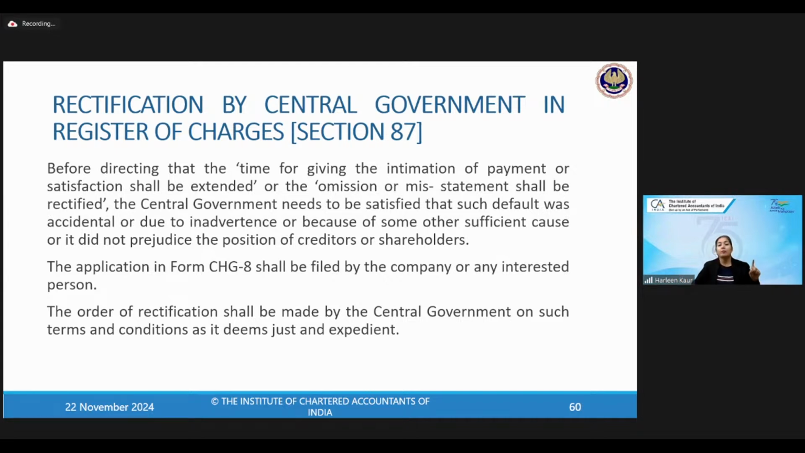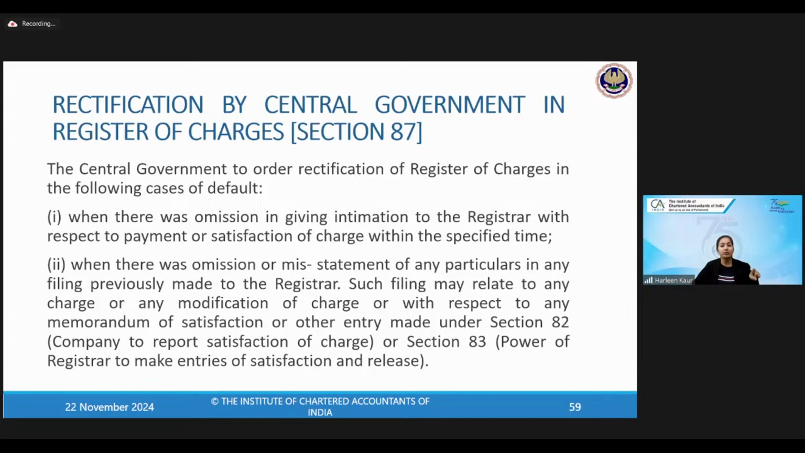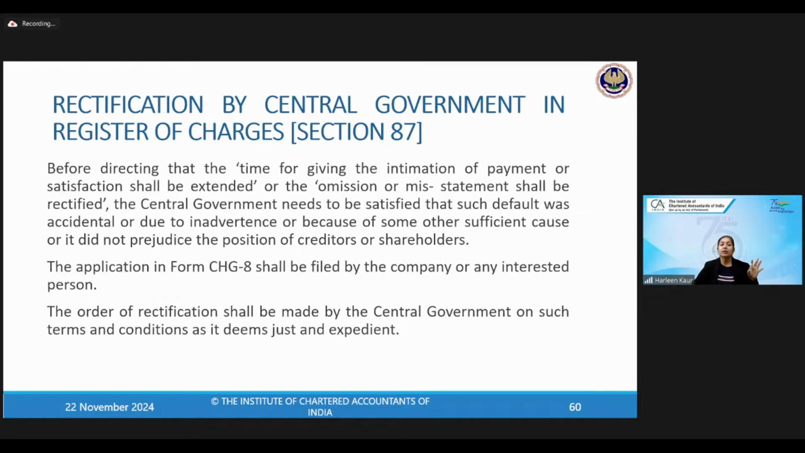So what we have to remember under section 87: rectification can be done, yes. The CG will allow it, yes. Only in these two cases, either an omission has been made in satisfaction of charges, or any misstatement in modification, satisfaction and intimation. And the fourth point is, only if the Central Government is satisfied that it was done accidentally and not deliberately, and it is not affecting the position of creditors and shareholders.